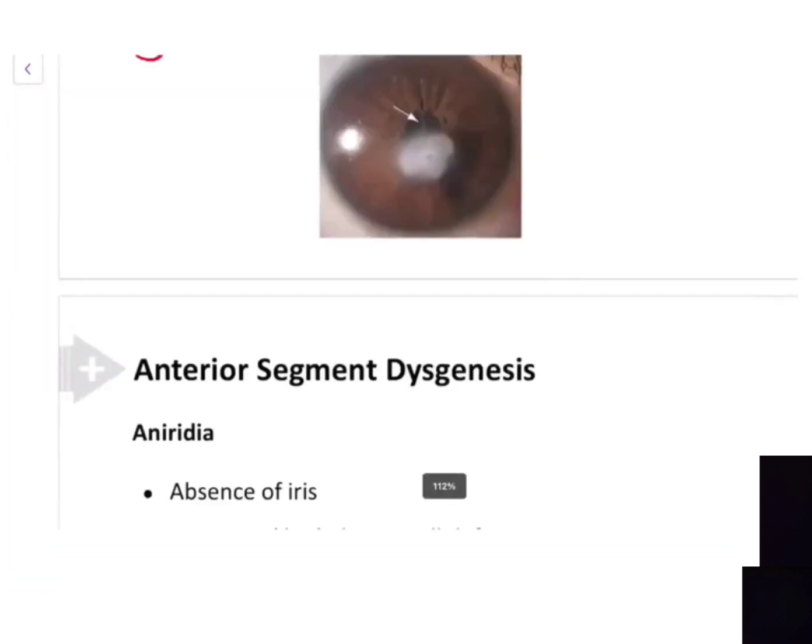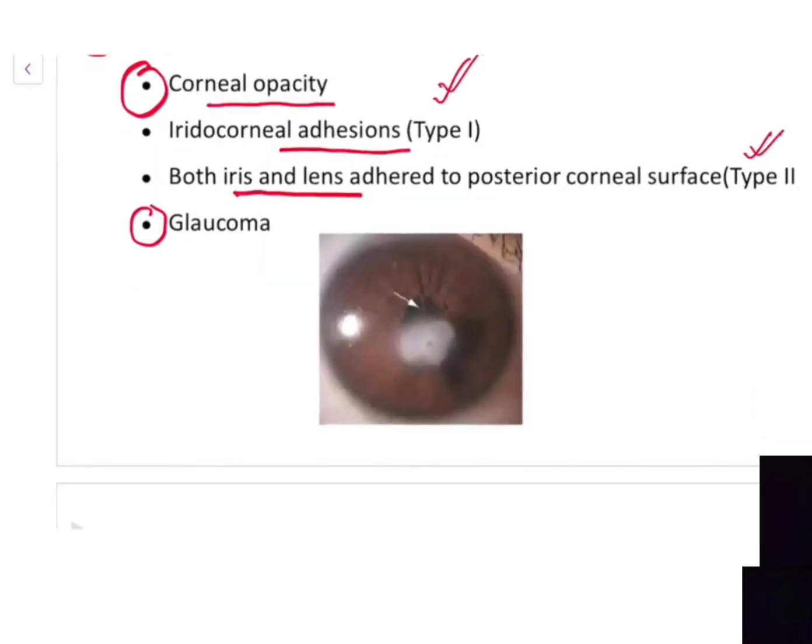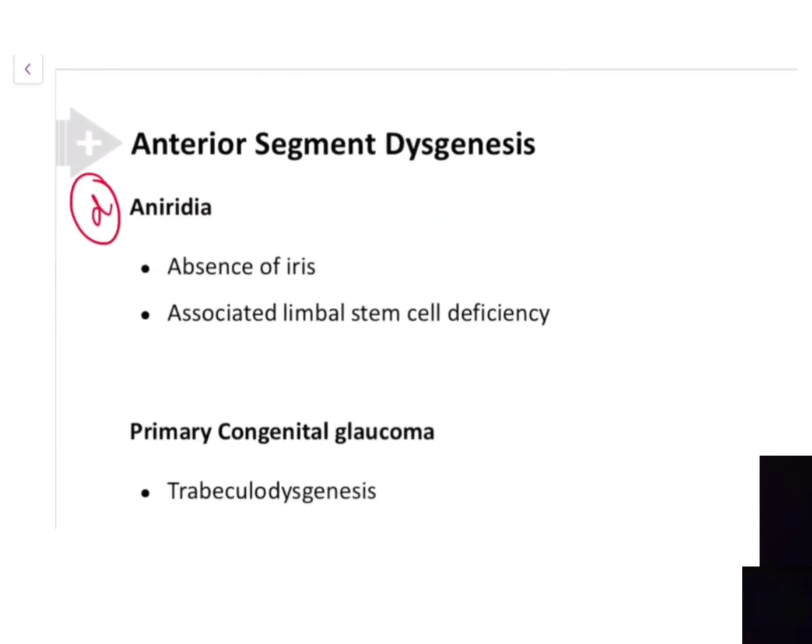What else can we have? We can have aniridia, which is a complete absence of the iris. So the iris is just completely absent, and this is associated with a deficiency of limbal stem cells. I told you the limbus is the storehouse of the stem cells that are responsible for regeneration and repair of the ocular surface.